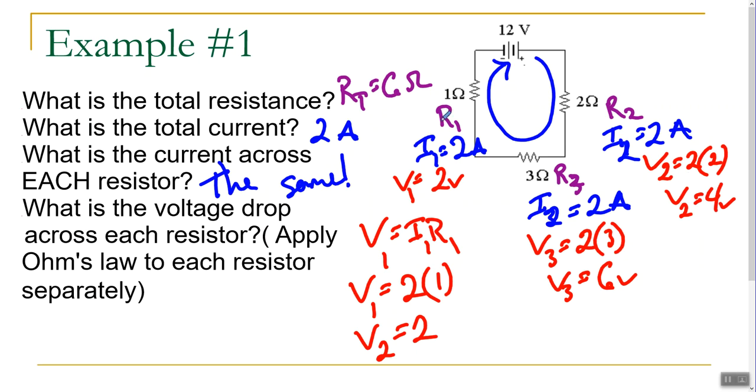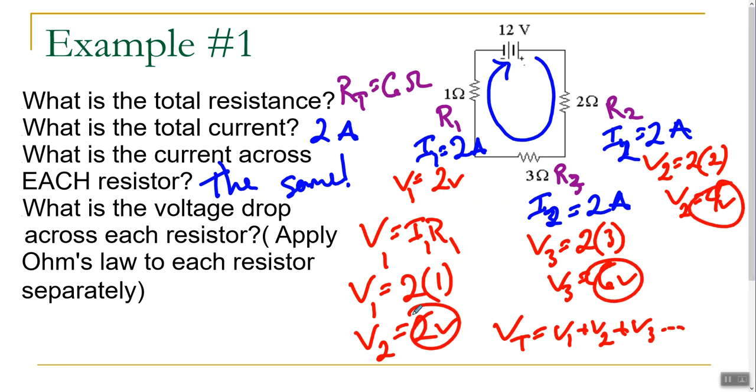So very quickly, we found totals, total current, total resistance, and then we broke that down from there. So you have 2 volts, 6 volts, and 4 volts. Well, what do I know now? Let's double check our math. If voltage total is an additive rule here, what is 2 volts plus 6 volts plus 4 volts? That gets us back to our original 12 volts we started with. All right.